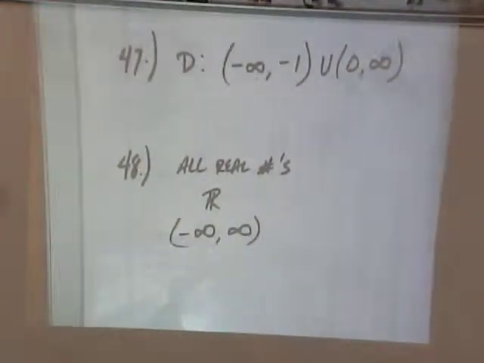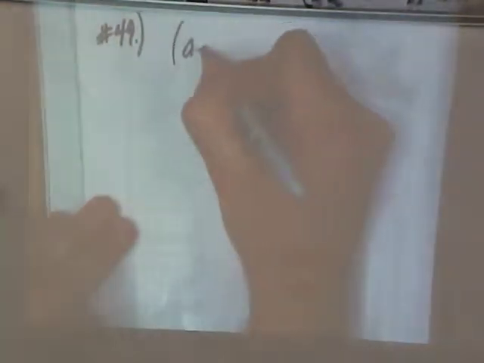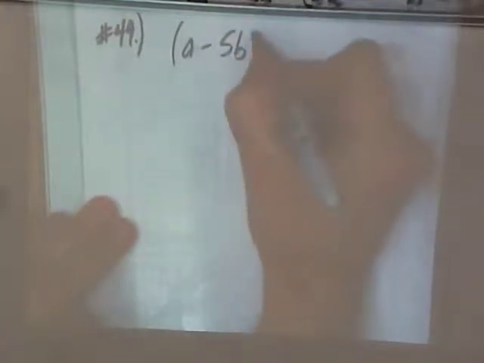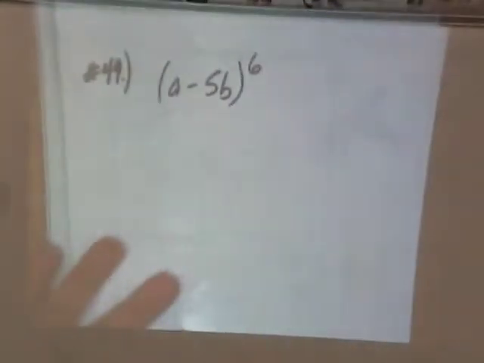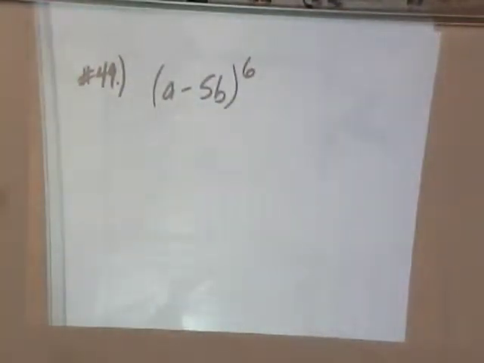Okay, 49. Give the fifth term of the expansion of a minus 5b to the 6th power. They just expanded it all out, but they just want us to give the fifth term. Okay? What was my advice when expanding something like this out?